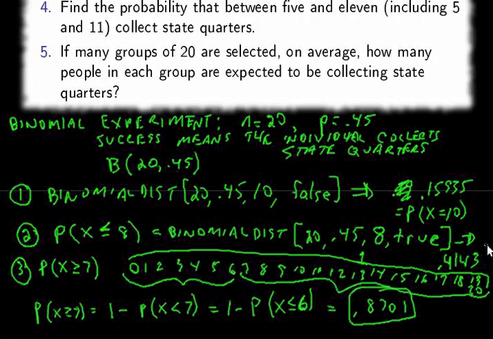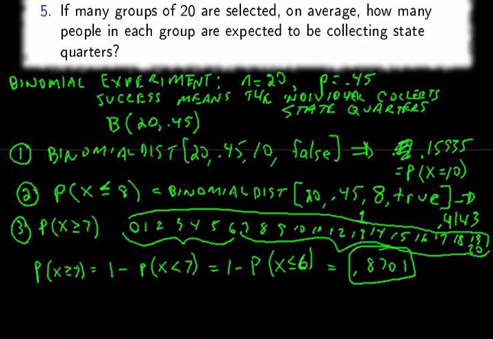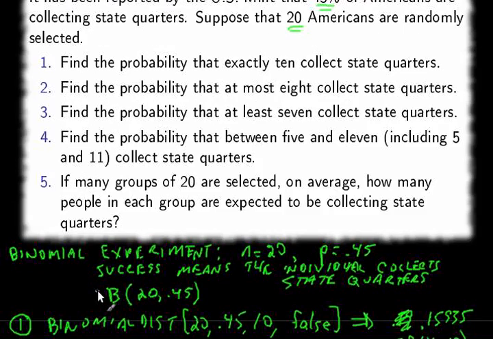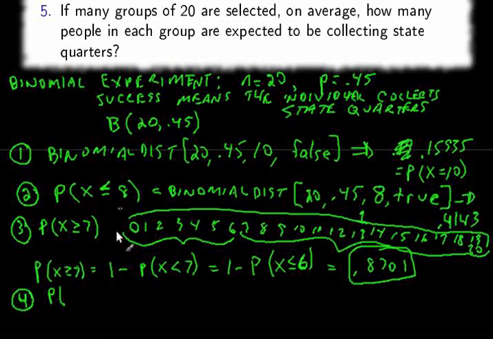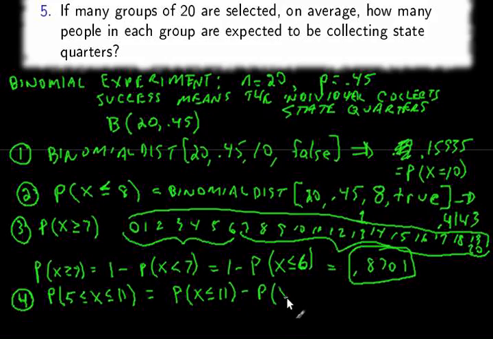Number 4. Find the probability that between 5 and 11, including 5 and 11, collect state quarters. We want the probability of x being between 5 and 11. Well, that's exactly the same as the probability that x is less than or equal to 11 minus the probability that x is less than or equal to 4.